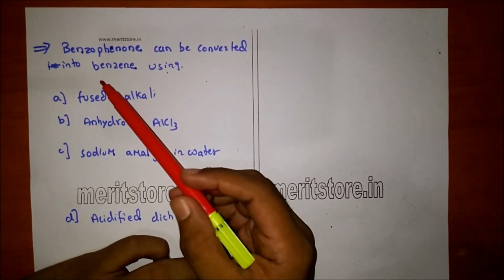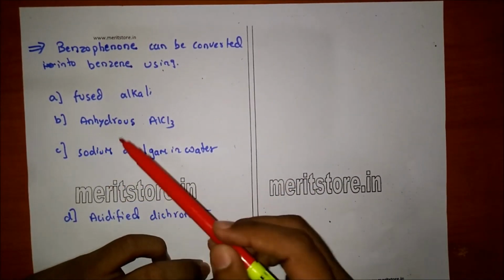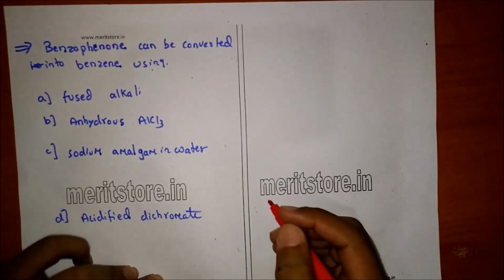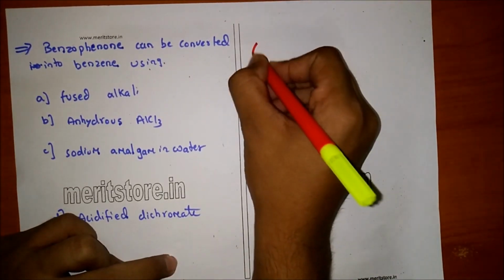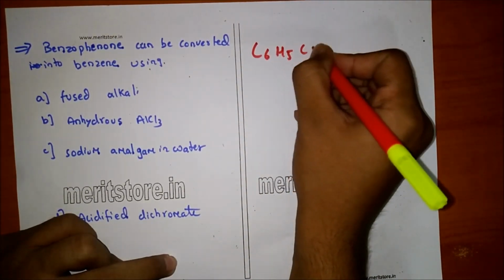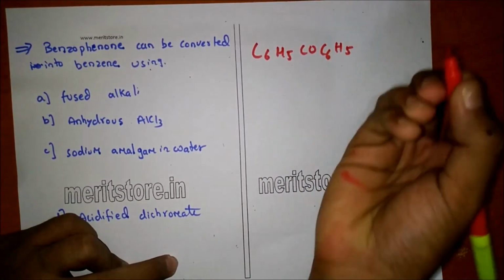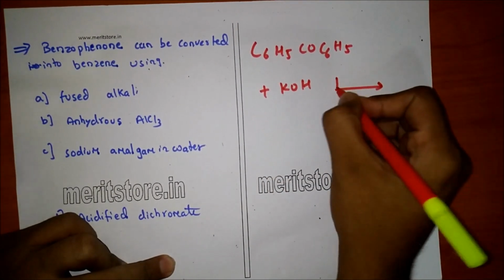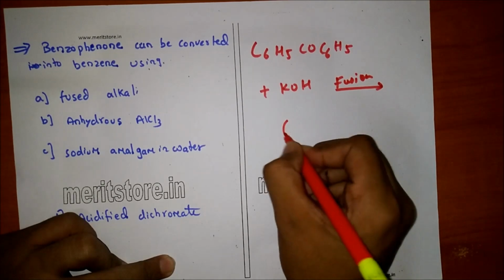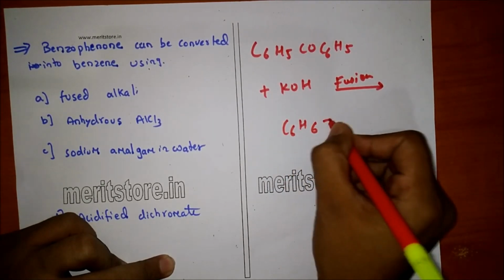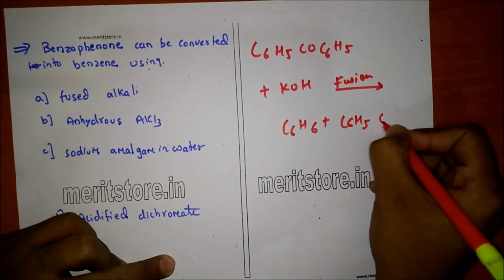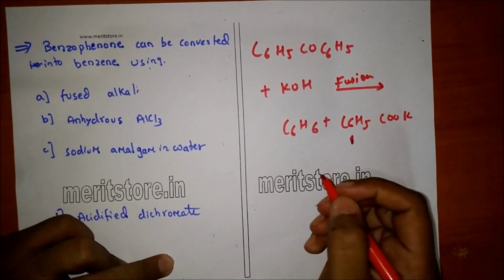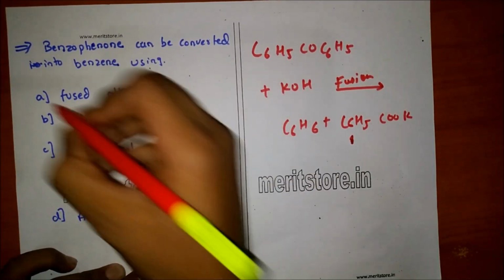Benzophenone can be converted into benzene using A. Fused alkali, B. Anhydrous AlCl3, C. Sodium amalgam in water, and D. Acidified dichromate. Now let's look at how the reaction takes place. C6H5COC6H5, which is benzophenone, on reaction with KOH will have a fusion reaction and will give the products C6H6 plus C6H5COOK, where C6H6 is benzene. So therefore the correct answer here is option A, fused alkali.